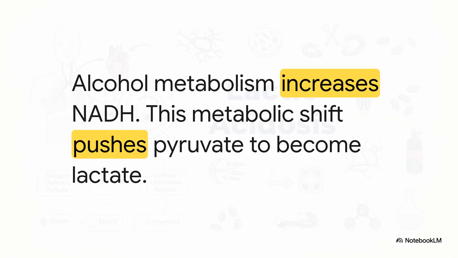And of course, we can't forget about alcohol. The biochemistry here is really the key. When your body breaks down alcohol, it creates this massive flood of a molecule called NADH. And this flood of NADH basically causes a huge metabolic traffic jam. With nowhere else to go, the cell is forced to shunt pyruvate down a one-way street, turning it into lactate.